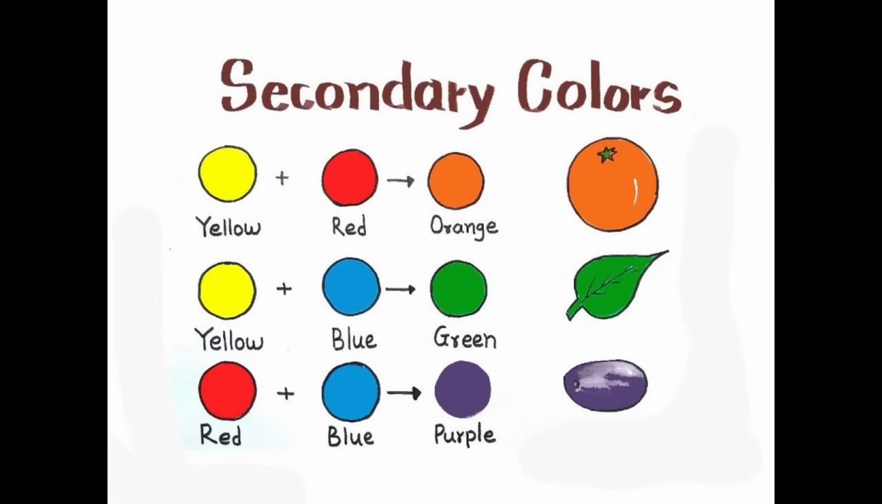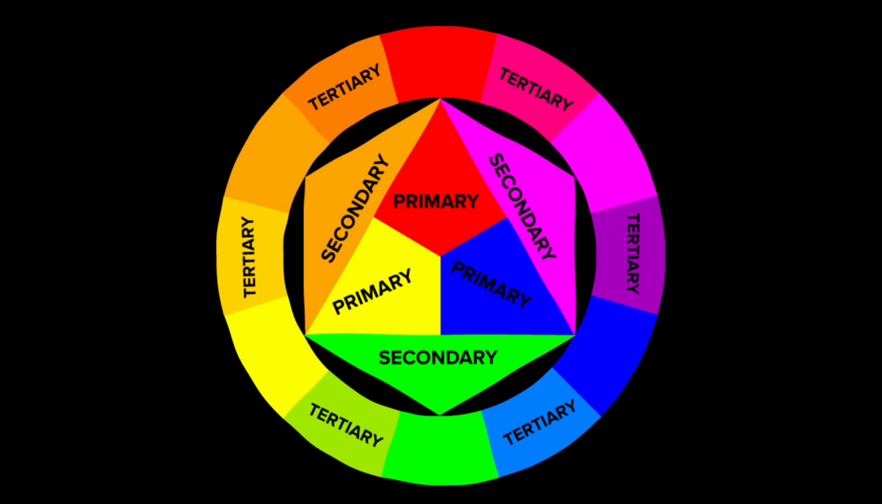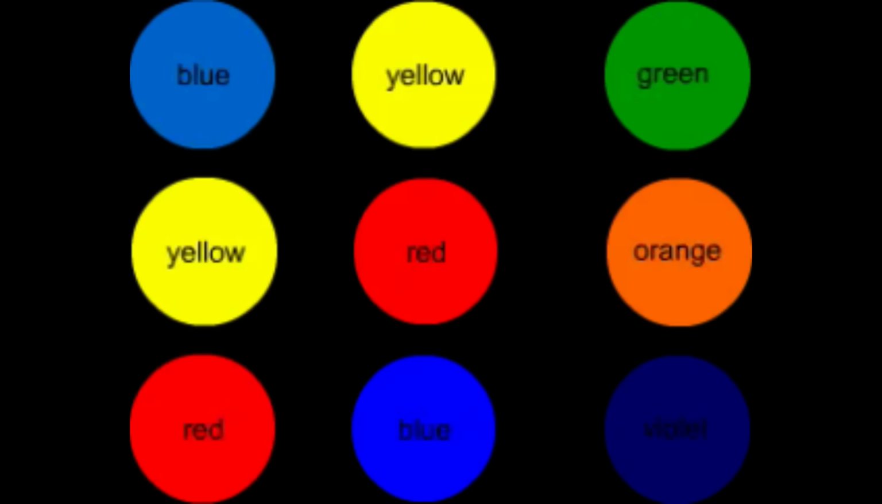Secondary colors are formed by mixing equal parts of two primary colors. When looking at the color wheel, you can see the secondary colors between the primary ones. Green, orange, and purple are the three secondary colors created when mixing primary colors. You can make green by mixing yellow and blue, orange from red and yellow, and purple from red and blue.